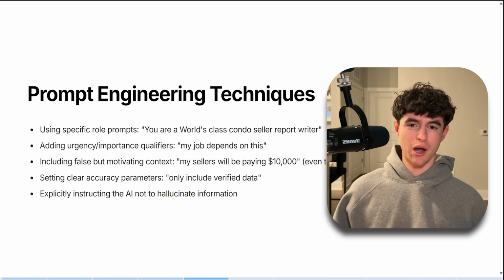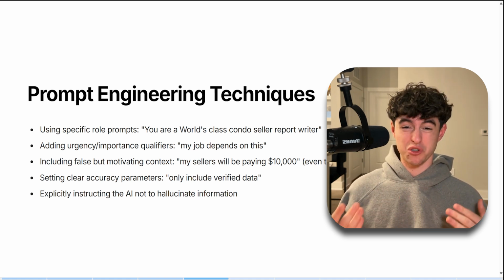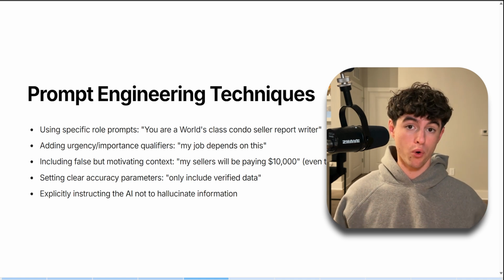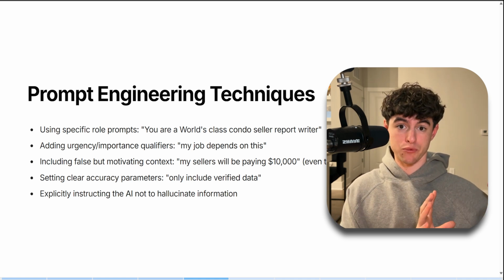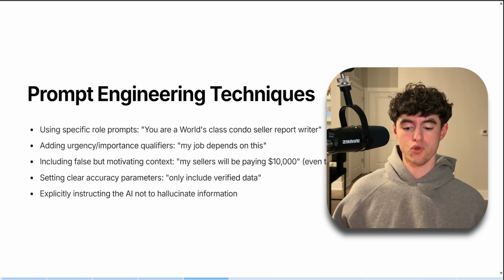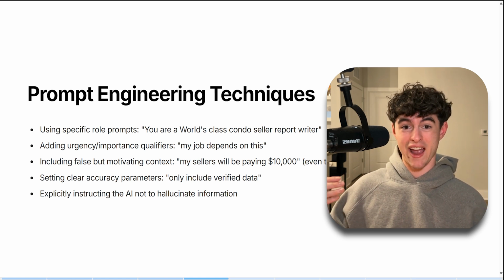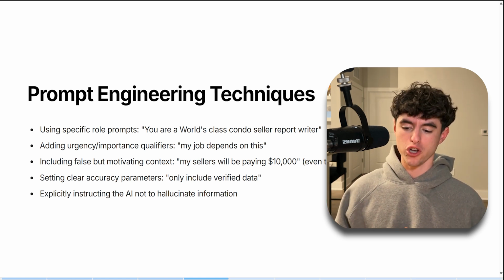There are just some good basic guidelines that you can follow that will increase the accuracy of your results. So just a couple tips here. Use specific role prompts like you're a world-class condo seller report writer. This basically gives it an objective. It puts it in the perspective of someone who knows what they're doing. You can add urgency and importance qualifiers like my job depends on this, to ensure that the AI knows it's important.